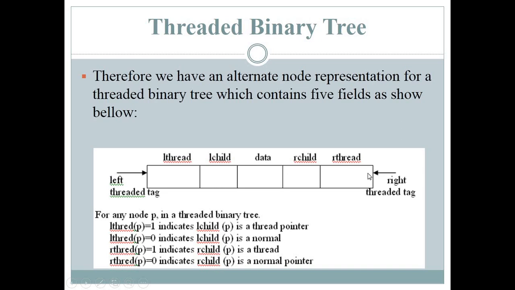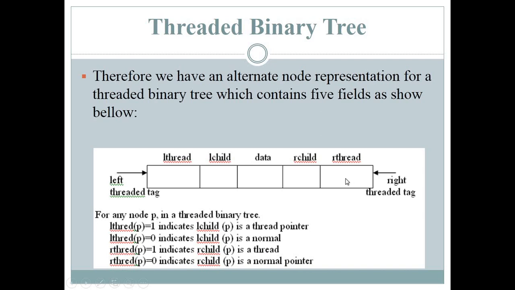These can have a value of 1 or 0 only. If our left thread field is filled with 1, then it indicates the left child of P is a thread pointer, meaning it will have a null value in its left child. If the left thread of P is 0, then that will be a normal node. It will have a left child.